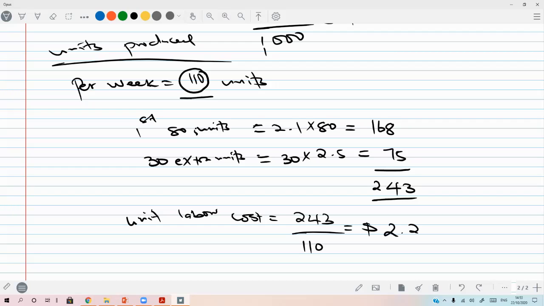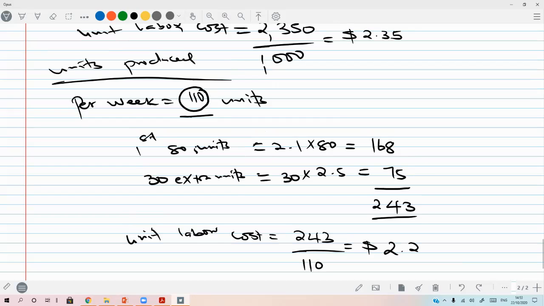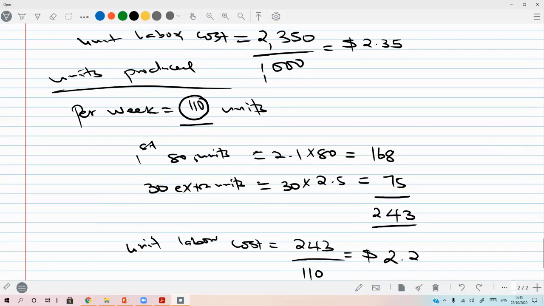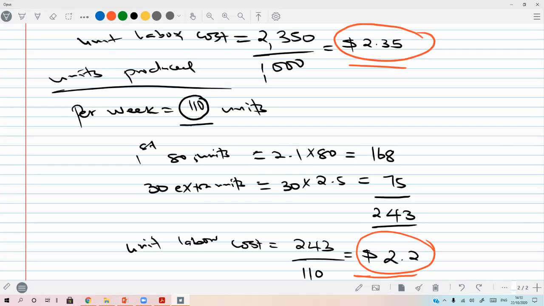Then we compare. We just need to get the cost, but you may be asked to advise the company. What was the cost before? It was 2.35 per unit. What is the cost after? 2.2. So are the proposed changes going to be beneficial to the company? Yes, they are, because the company's cost is being reduced. Therefore, the company should implement the proposed pay plan, since it will lead to a reduction in the cost per unit from 2.35 to $2.2.